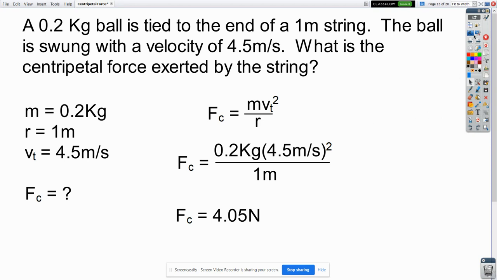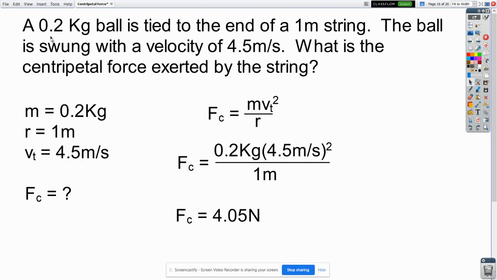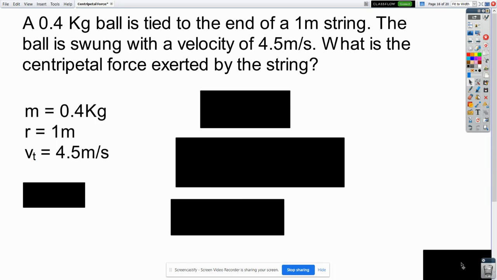Let's take a look at the second one. In the second one, what we're going to do is change the mass of the ball. In our first calculation, the mass is 0.2 kilograms. In the second calculation, it's 0.4. Everything else is the same. I have doubled the mass. And according to my relationships, if my equation is correct, if I double the mass, I should double the centripetal force that that string has to produce. Let's see if it works.